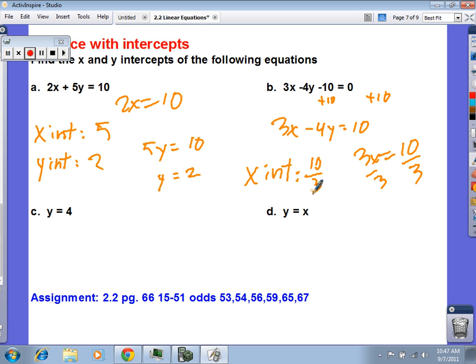So it's a decimal. It's somewhere between 3 and 4. Y-intercept. If you're looking for the y, plug 0 for x. What's 3 times 0? So you got negative 4y equals 10. Divide by negative 4, divide by negative 4. The y-intercept is 10 divided by negative 4, but that's not good. We want this: 5 divided by negative 2. So that's negative 2.5. Then graph them.